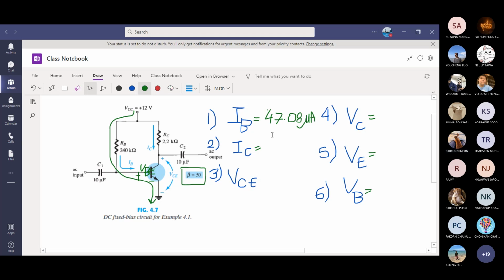After Silicon, we have Visalut. The value of IC. How are you going to calculate the value of IC? This is beta times IB. Yeah, very good. If you take the beta and multiply by IB, you're going to get IC equals beta IB. So 2350, what is your unit? Are you going to express in ampere or milliampere? It's better to express in milliampere.